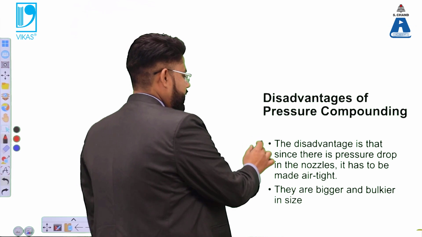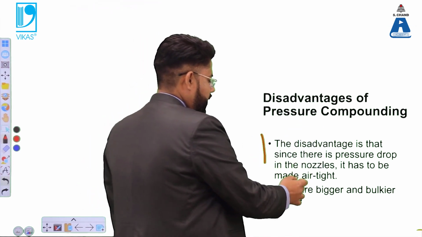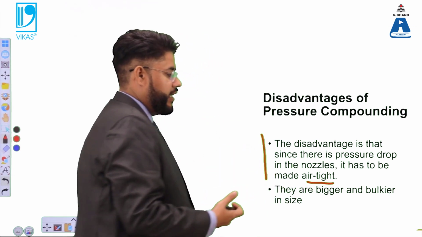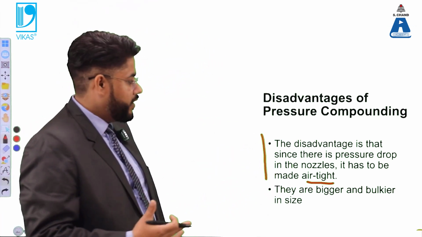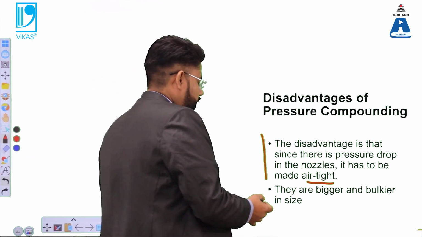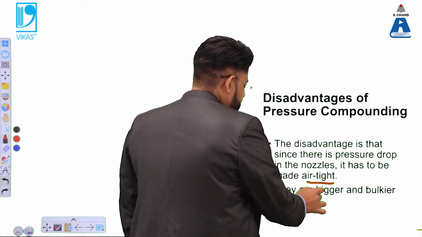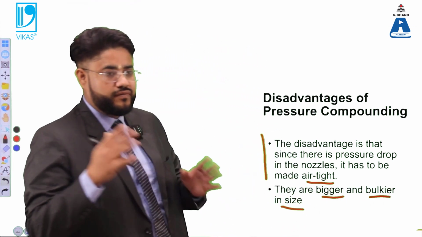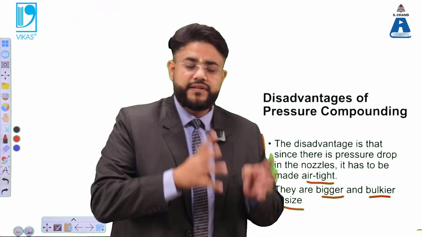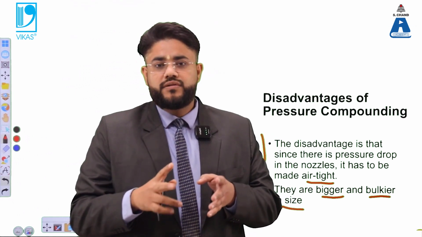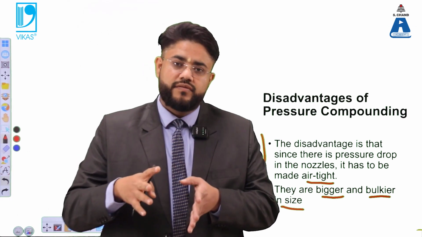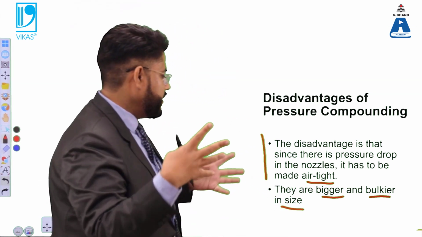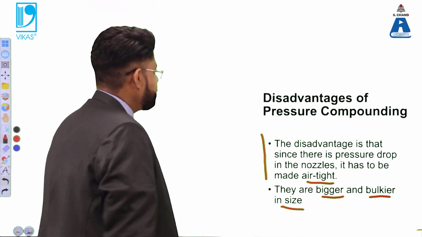So the symbols have the usual meanings, as you can see, but there is a particular disadvantage. The disadvantage is that there is a pressure drop in the nozzle, and because of that it has to be airtight. So we have to maintain an airtight environment in order to maintain that pressure drop. And another disadvantage is that these kinds of compounding are bigger and bulky in size, because you have n number of sets. You have a fixed nozzle, then a set of moving blades, then a fixed nozzle, then a moving set, and so on and so forth. It makes the size bulky.